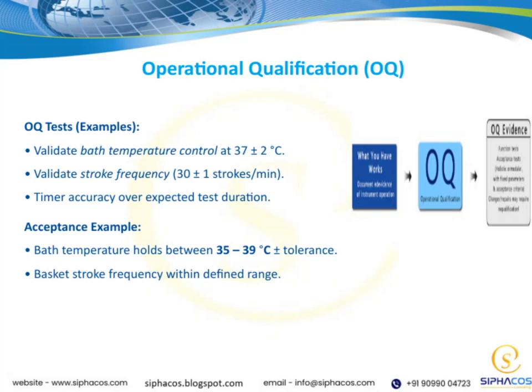Now, let's take a closer look at operational qualification, or OQ. This is a critical step where we verify that our equipment operates according to predefined specifications. For example, one of the tests involves validating the bath temperature control to ensure it stays within 37 degrees Celsius, plus or minus 2 degrees. This helps us confirm that the temperature regulation is precise enough for our processes.